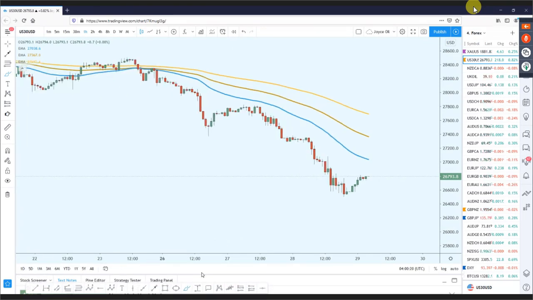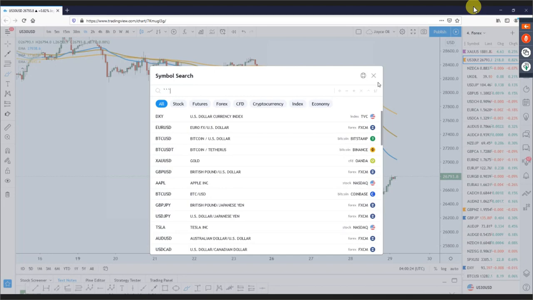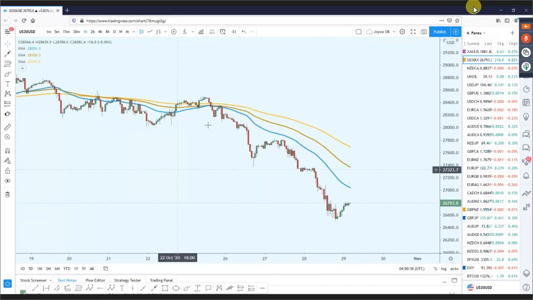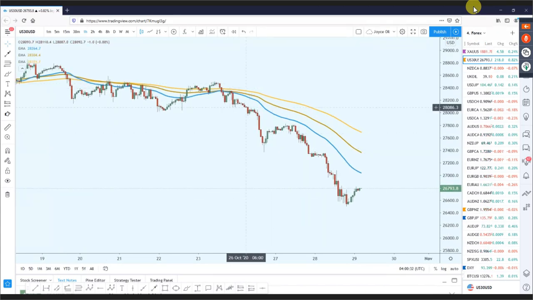So right now the market is just in a very strong downward push. We will wait for a nicer area to get in for a short.